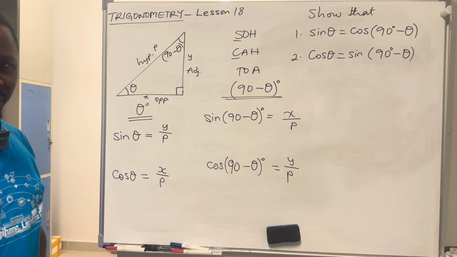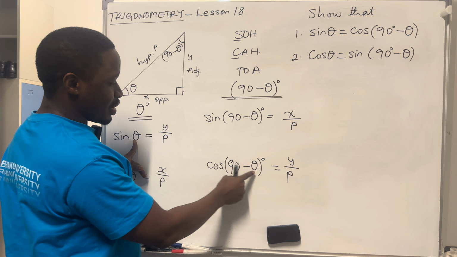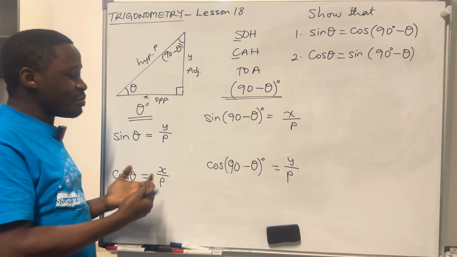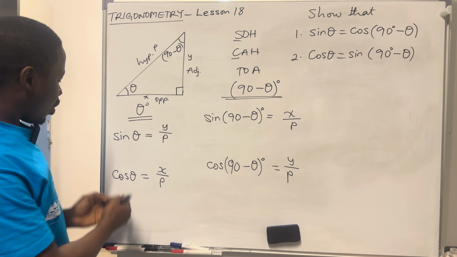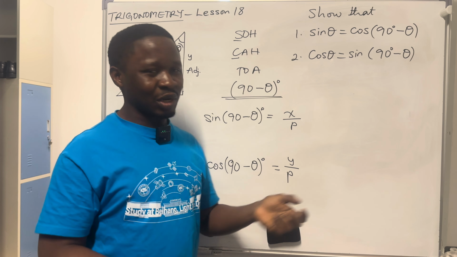So what does that imply? It implies that sine theta is equal to cos of 90 minus theta. Because what sine theta will give you is the same thing cos of 90 minus theta will give you. What cos theta will give you is the same thing sine of 90 minus theta will give you.